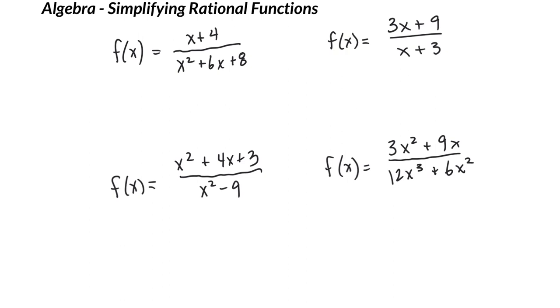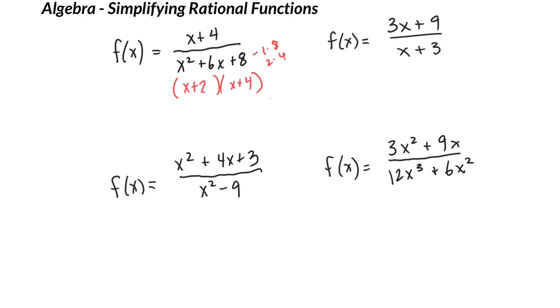Now, if you remember from our earlier work on factoring, we could say, well, the bottom, x squared plus 6x plus 8, could be rewritten as a product of two factors. The two numbers that would multiply to 8, and then we pick the pair that also adds up to 6. So it's going to be x plus 2 and x plus 4.